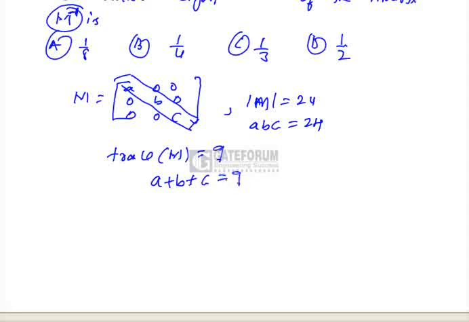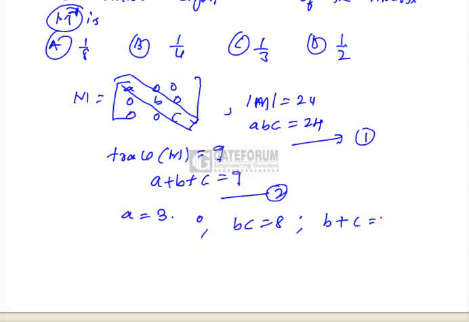Trace is nothing but the sum of the principal diagonal elements, which is A plus B plus C, is 9. Now one of the eigenvalues is given as 3. Let it be some A. A is equal to 3. If A is 3, then from equations 1 and 2 we have BC is equal to 8. If we substitute A as 3, then we can go for cancellation. Now B plus C will be equal to 6.